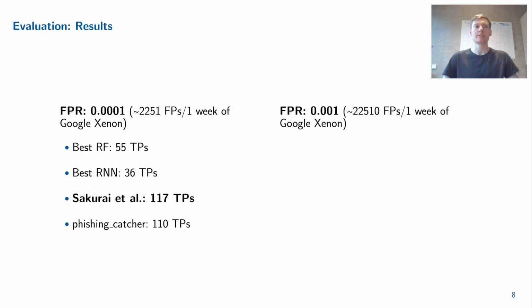Looking at the first case, the lower false positive rate of 0.0001, we observe the following results. As can be seen, the related work classifiers are in the lead, with the classifier by Sakurai and co-authors achieving the highest number of true positives. In contrast, the novel classifiers based on traditional machine learning approaches only achieve 55 true positives in the case of the best random forest we tested, and only 36 true positives for our recurrent neural network.